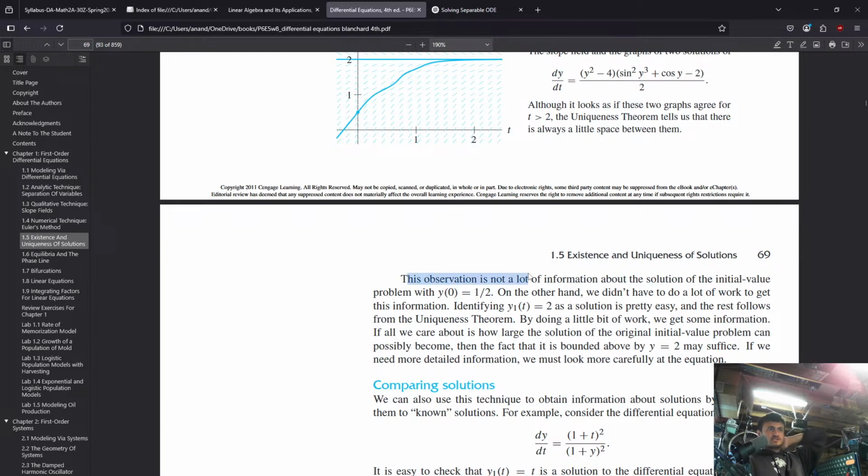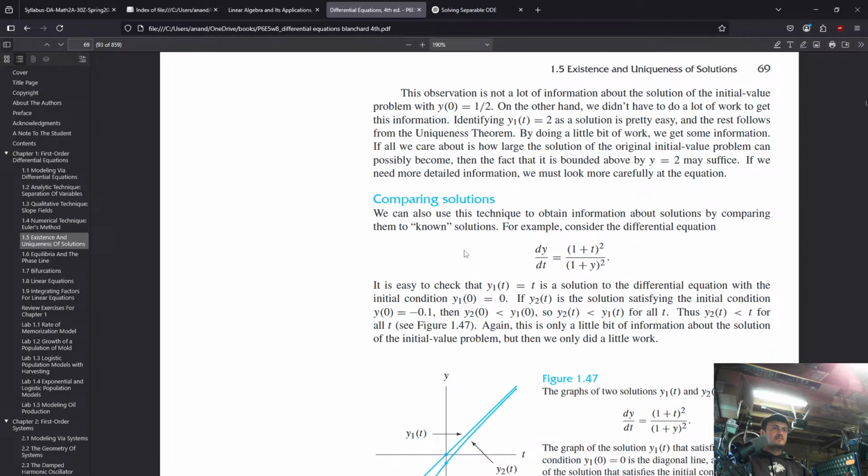This observation is not a lot of information about the solution of the IVP. On the other hand, we didn't have to do a lot of work to get this information. Identifying the equilibrium solution is pretty easy, and the rest follows from the uniqueness theorem. By doing a little bit of work, we get some information. If all we care about is how large the solution of the original IVP can possibly become, then the fact that it is bounded above by y equals 2 may suffice. If we need more detailed information, we must look more carefully at it.